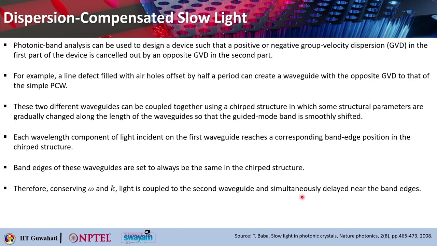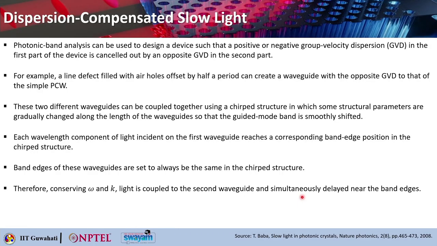Finally, the light propagates along and exits the second waveguide. Hence, GVD of slow light is well suppressed over a wide bandwidth that is determined by the chirped range, and completely eliminated at the central frequency.